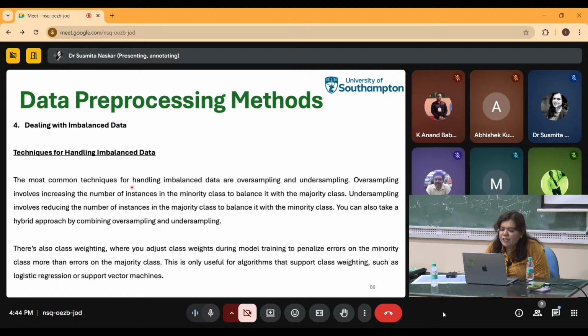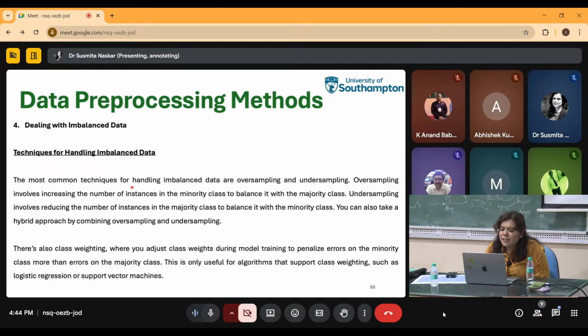So one is oversampling. That's another method we do quite well. And how do we do that? This involves increasing the number of instances in the minority class, either by duplicating existing samples or generating synthetic data. That will help to balance the dataset without losing any majority class information.